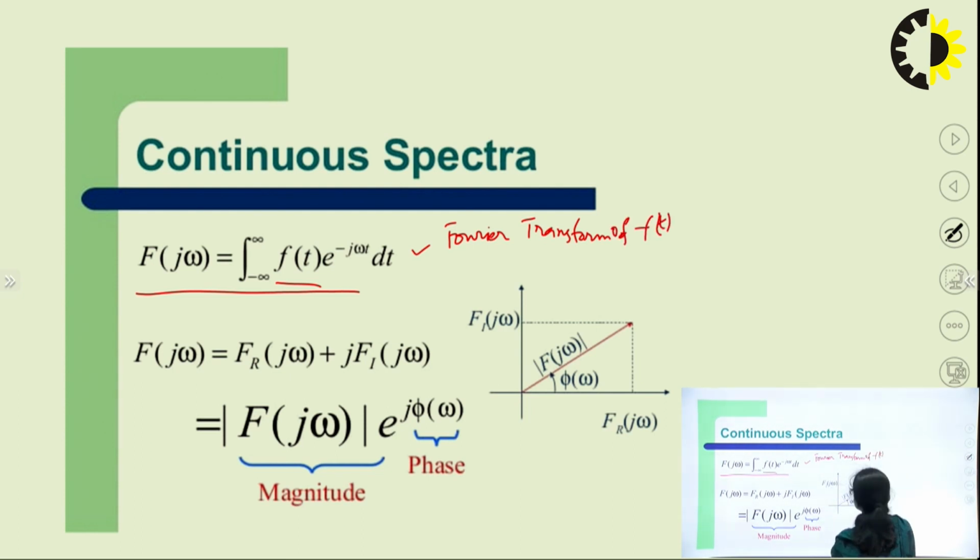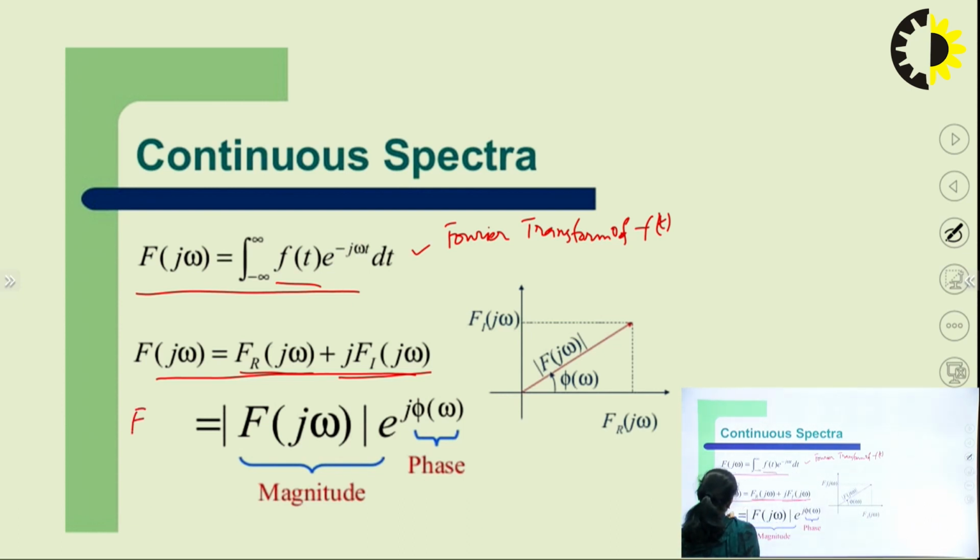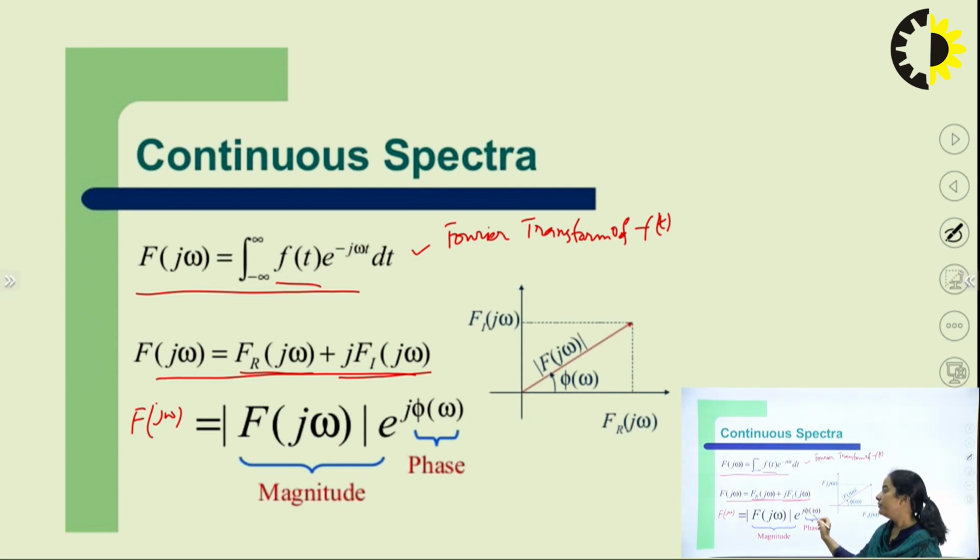Now see, if you calculate, this will constitute two parts. One part will be the real part and another part will be the imaginary part. Now you can calculate the magnitude also. This is the rectangular form of F of j omega, so you can write this in polar form as well. This is F of j omega in polar form: magnitude into e to the power j phi omega. This phi omega represents the phase of F of j omega.